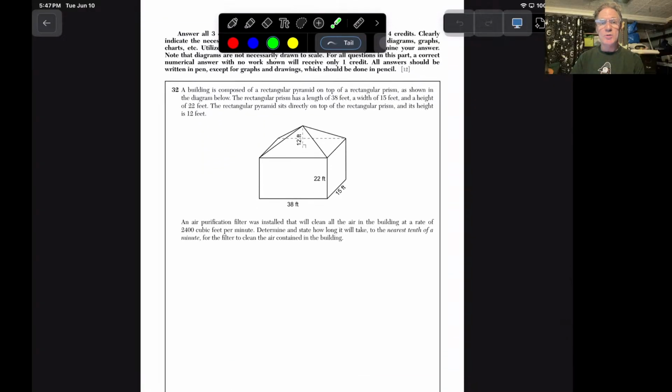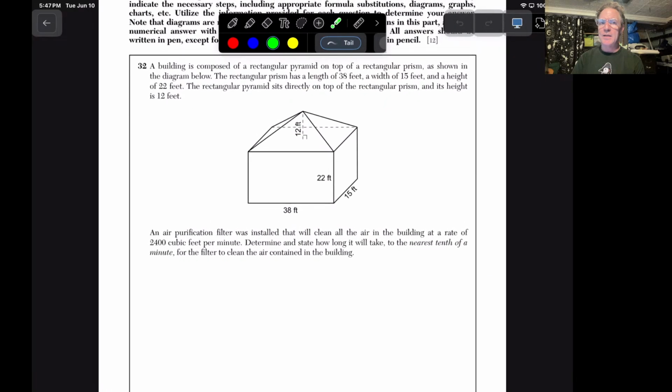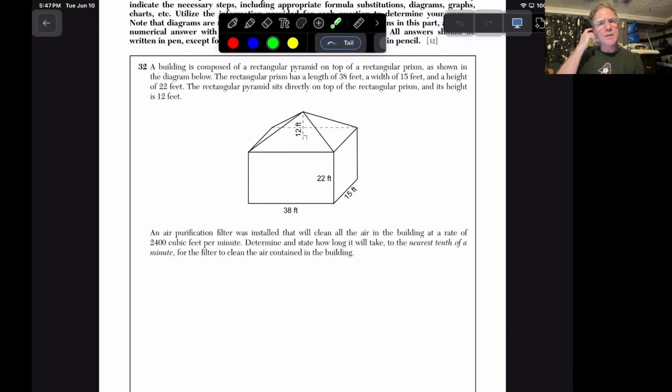I have no idea how much 3D geometry is going to be on the test. It seems like it's going to be the same amount, but it might be a little less. So I don't know if there's going to be a 3D question. I mean, for the last 8 years, there's been a 4-point 3D geometry question. So I don't know if they're going to do it again.